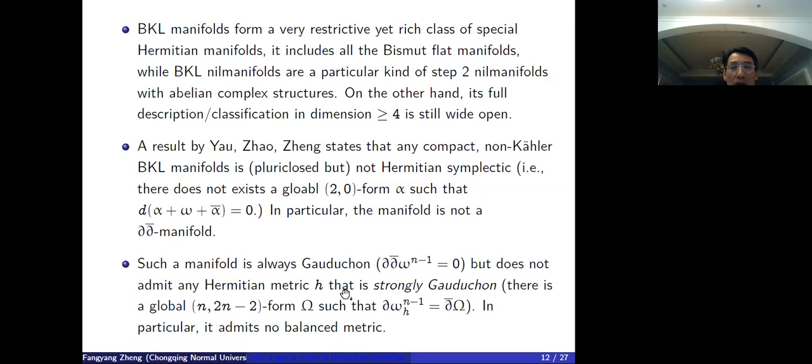So there is this famous conjecture by Fino and Vezzoni, and maybe others in that area. They say that on a compact complex manifold, you cannot simultaneously have a pluriclosed metric and a balanced metric unless the manifold already admits a Kähler metric. So that conjecture has a lot of supporting evidence now, but it's still an open question, I think, in the most general case.